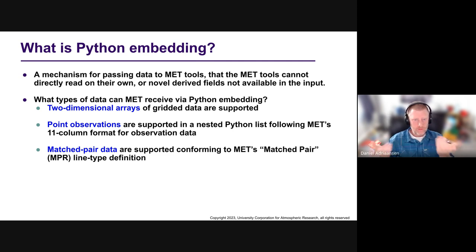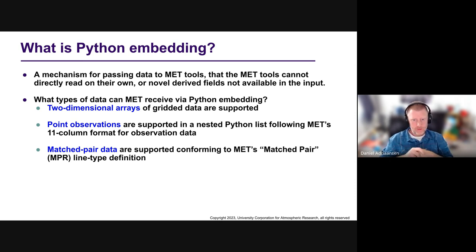So let's say you have a data file that MET can read, but it doesn't have the field or the data that you want to use for your verification workflow. By using Python, you can read in the data, create that derived field, and hand it off to MET for verification without having to write out another file that MET then has to read in.